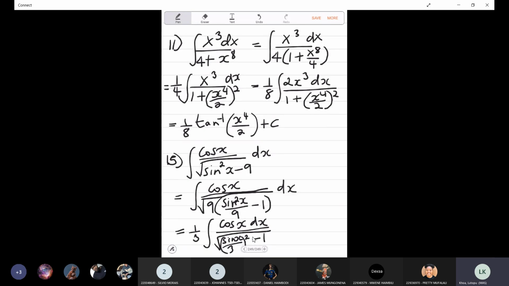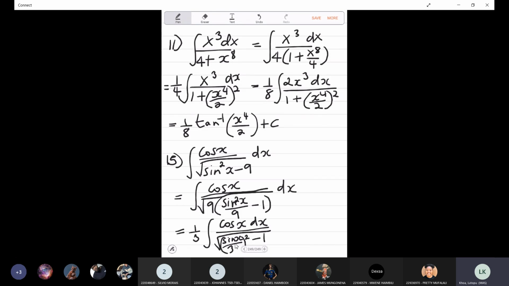Yeah, hyperbolic cos inverse. Okay, so the only thing is we need to check that the numerator is the derivative of the denominator. So the denominator here, we have sine x over 3. If we differentiate that, we have cos x over 3. So this 1 over 3 should just go here, and we have cos x over 3, and then the integral will just be the hyperbolic cos inverse of what we have over here.